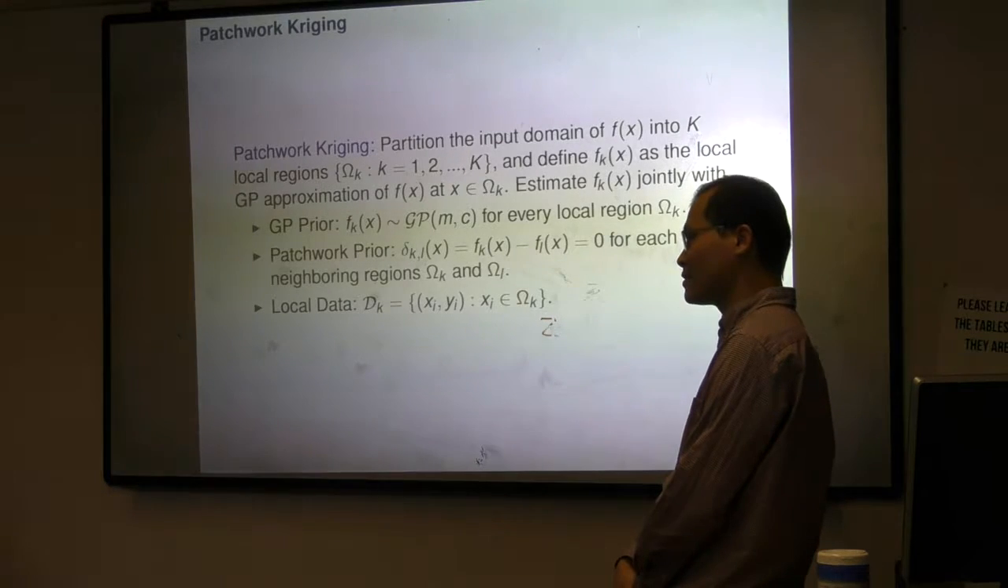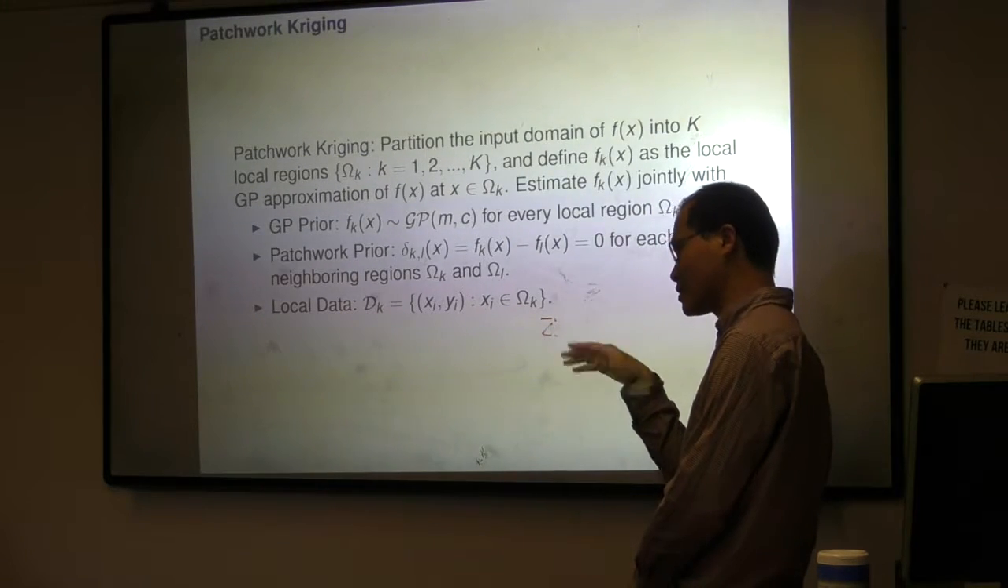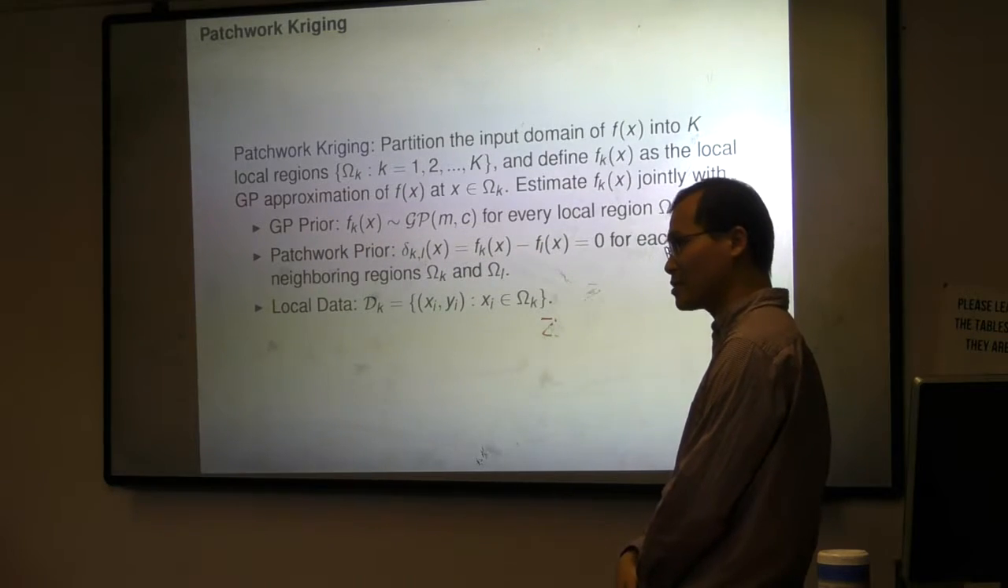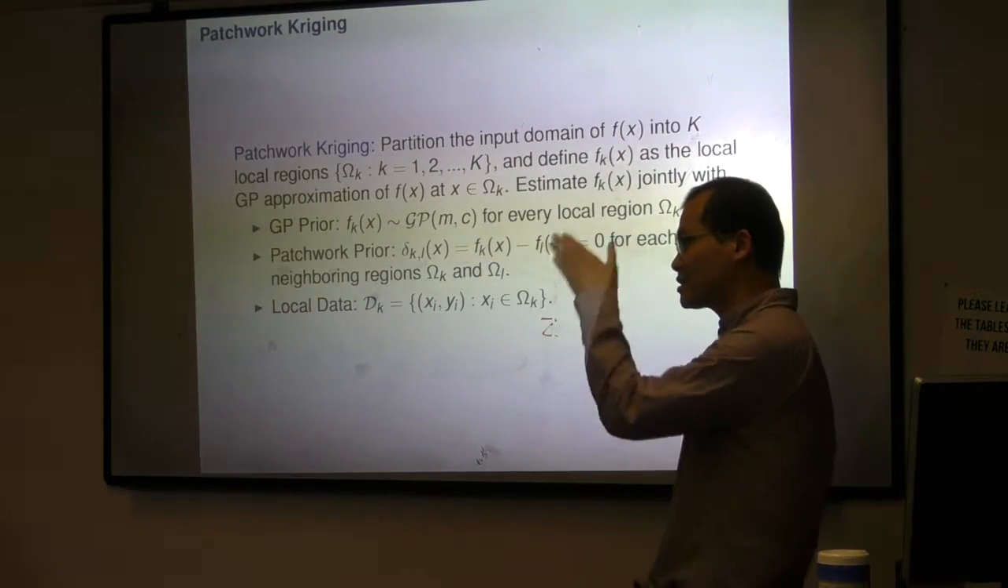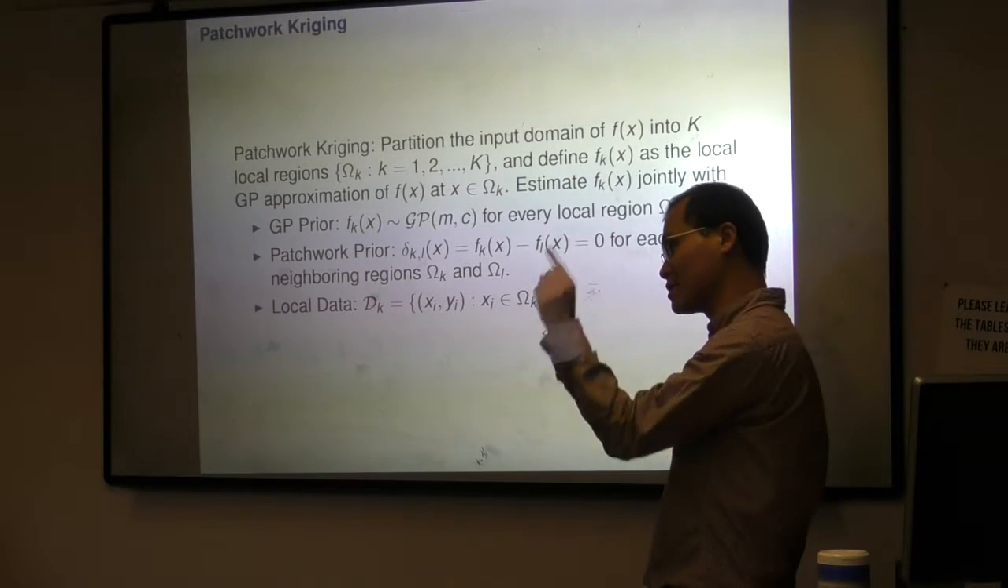But the difference is that the spline has local basis functions. The support of the spline basis is typically local, and each basis is a kind of local approximation around that neighborhood.